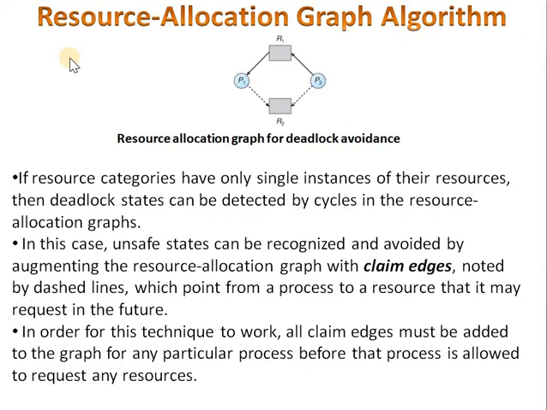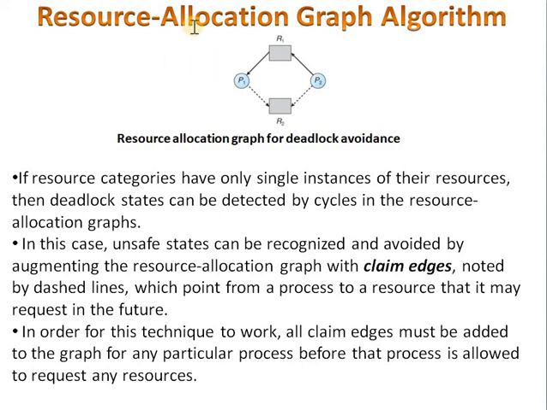The next technique for deadlock avoidance is the resource allocation graph algorithm. In some cases, deadlocks can be understood more clearly through the use of a resource allocation graph. If that particular resource allocation graph contains no cycle, then the system is not in deadlock. But if a cycle is formed in the graph, then the system is in an unsafe mode. That means the system is in a deadlock situation.